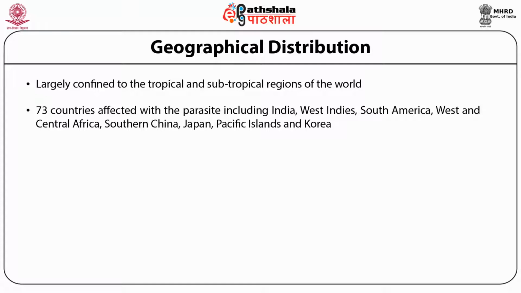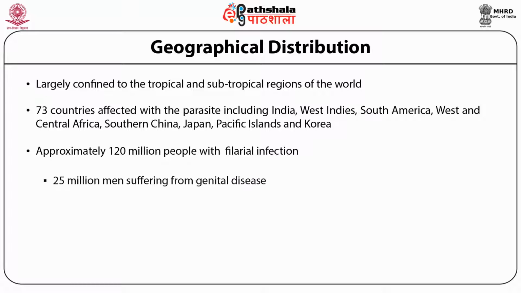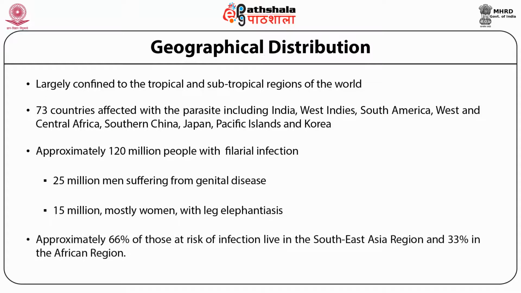You may be surprised to know that approximately 120 million people are infested with the disease filariasis, out of which about 25 million men suffer from genital disease, while 15 million, mostly women, suffer from leg elephantiasis. Not only this, but approximately 66% of those at risk of infection live in the Southeast Asia region, and 33% live in the African region.